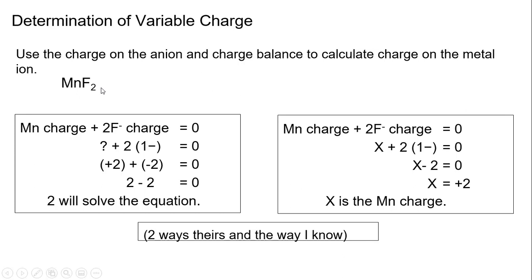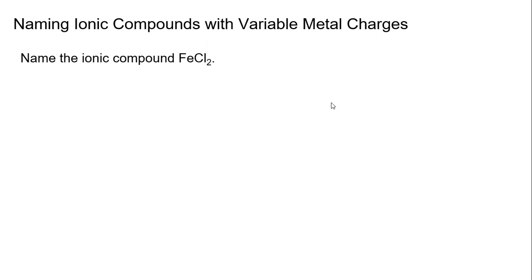So this is also another way to look at it: okay, well, the 2's here, so it's got to be an oxidation state of 2. Check the math, because some of these reduce down, and you don't always know just by looking at it. Okay, so naming ionic compounds with variable metal charges.